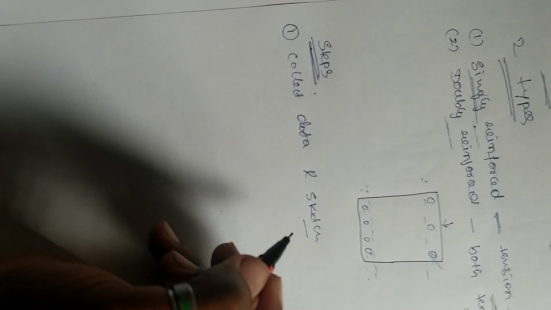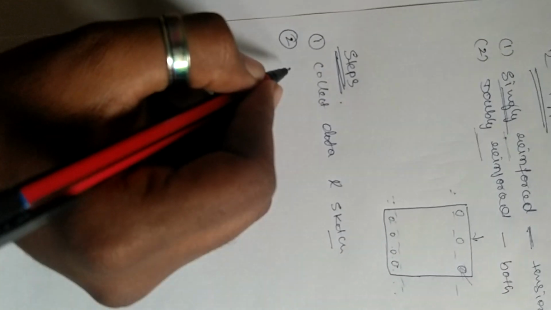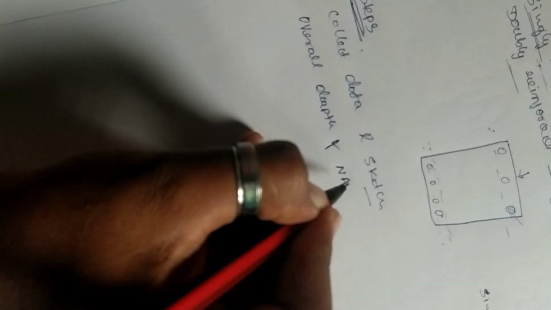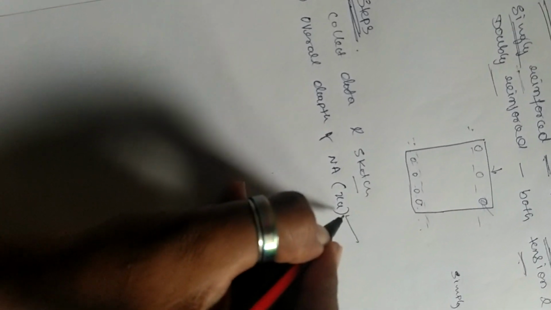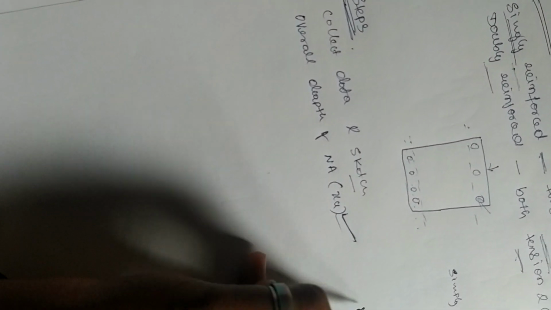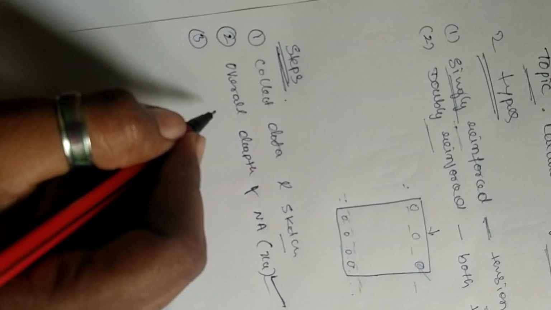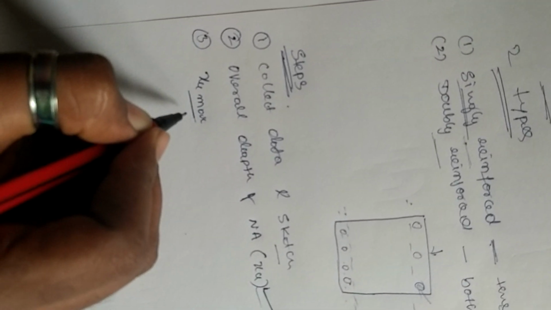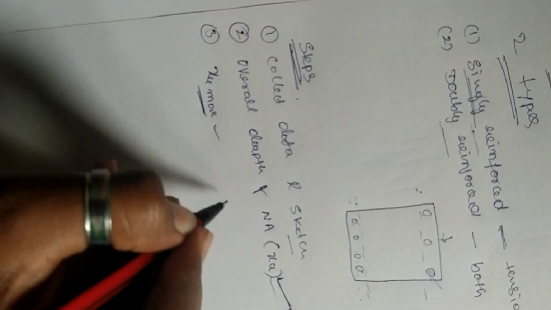Then in the second step, we have to calculate the depth of neutral axis, XU. We'll see how to calculate this XU using the codebook later. The next step is to calculate the maximum depth of neutral axis, that is XU max. We also have to calculate it by using the codebook.